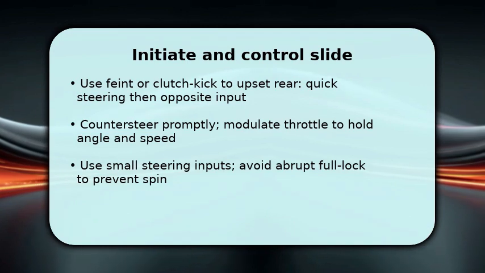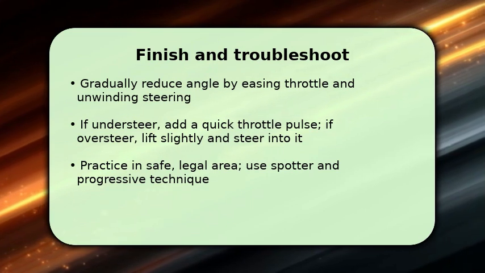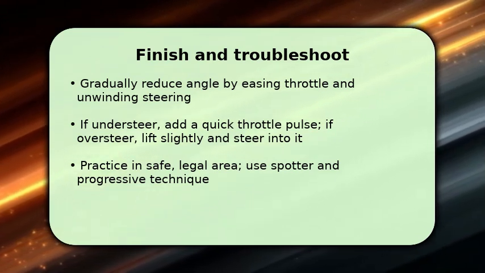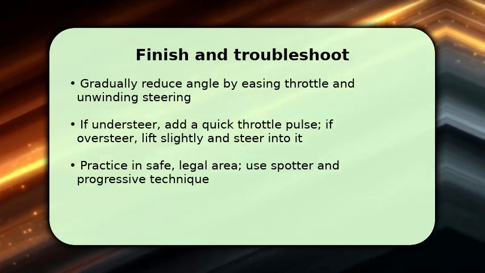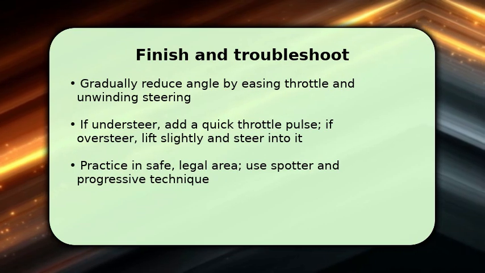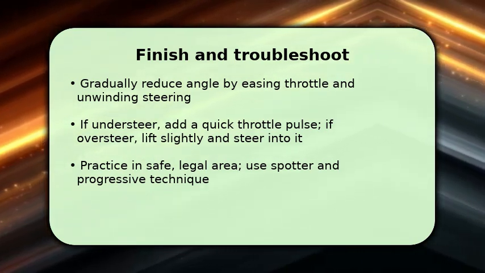You finish the drift by progressively reducing throttle while rolling the wheel back to straighten the car. Do this smoothly so weight shifts forward and tires bite. If you feel snap oversteer, gently lift and countersteer into the slide to regain control. If the car understeers, a quick throttle pulse can break rear traction again.